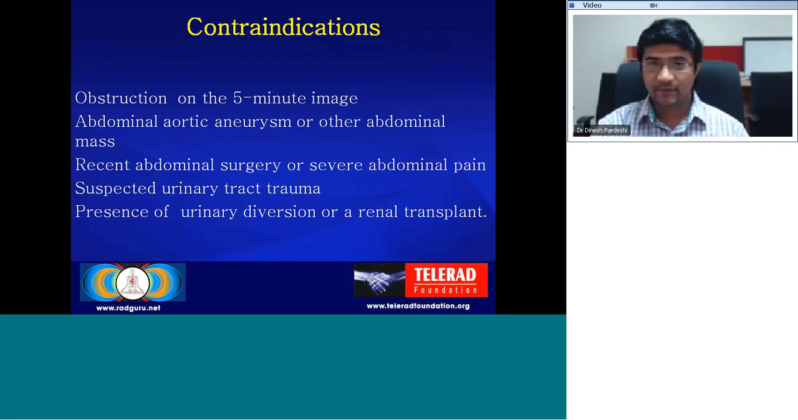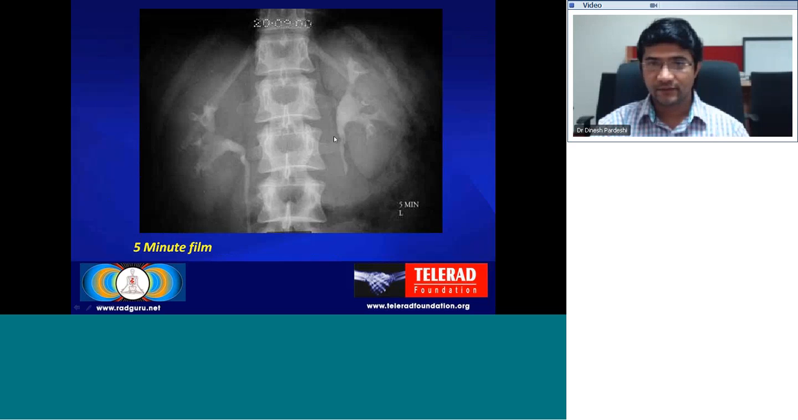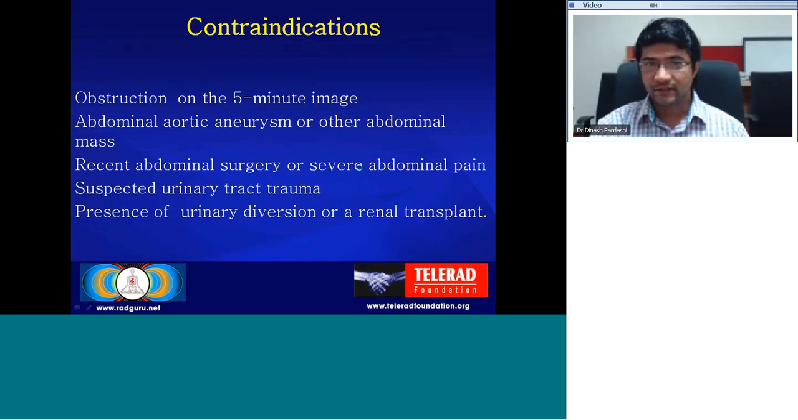But please remember, compression is contraindicated in a few cases. For example, if on the 5 minute film we see very obvious obstruction, then compression needs to be avoided at this stage. Second, if the patient is a known case of abdominal aortic aneurysm or any abdominal mass which has been picked up on ultrasound or any other modality, compression should not be given. In a patient with recent abdominal surgery, severe abdominal pain or suspected renal trauma, compression should also not be given. What other ways we have to opacify the ureter, I will explain later.